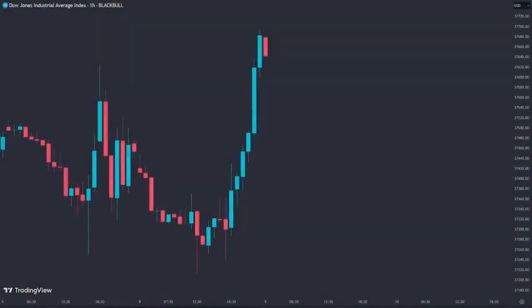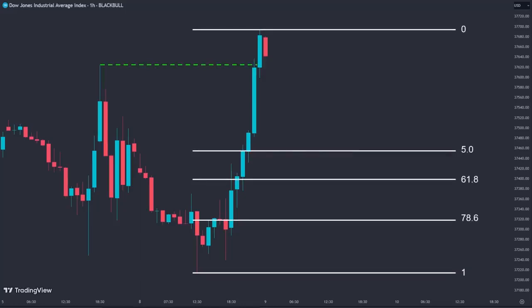Here on the Dow Jones 1-hour time frame, we have a clear impulsive movement to the upside, breaking above the previous market structure. So let's apply the retracement tool from the start to the end of this move. The area between 0.618 and 0.786 is our golden zone. If the price manages to return to this area, we will closely monitor the price action signals through candlestick formations to look for a long trade opportunity.